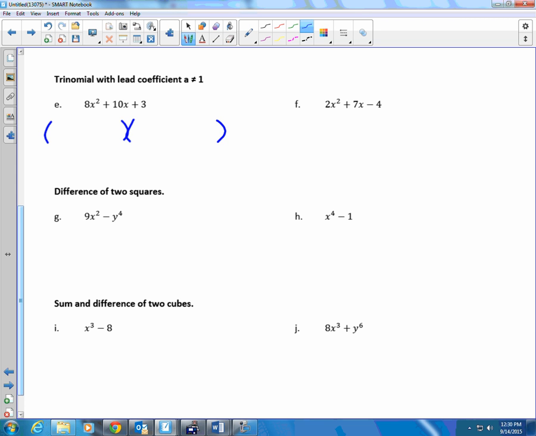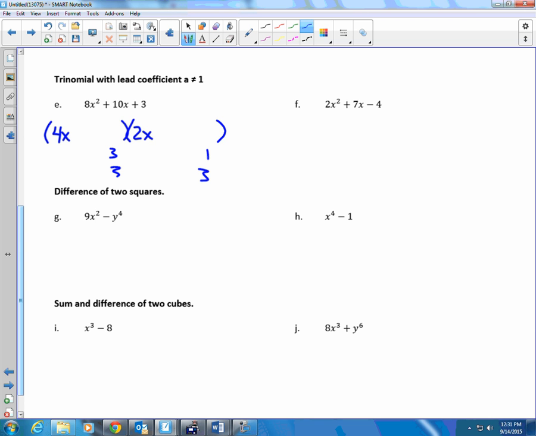I need two things to multiply to 8x squared. You got 8x and x or 4x and 2x. I'm going to try the 4x and 2x. And you might say to yourself, how do you know? You don't. It's called guess and check. You're guessing. So then, well, 3 is nice because it's either got to be 3 and 1 or 1 and 3, right?